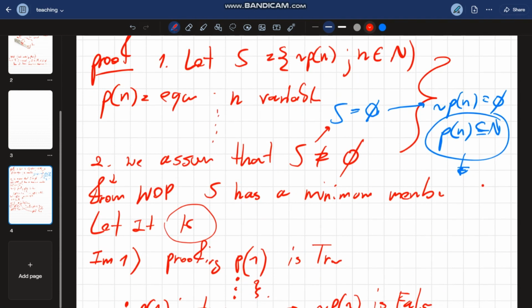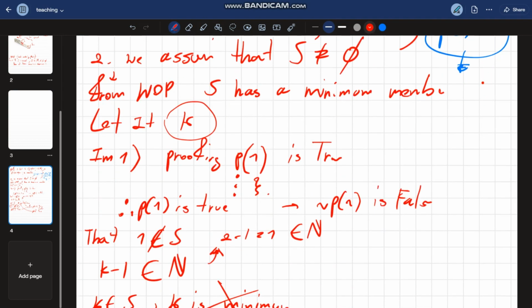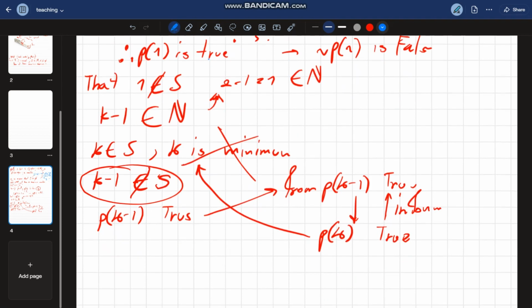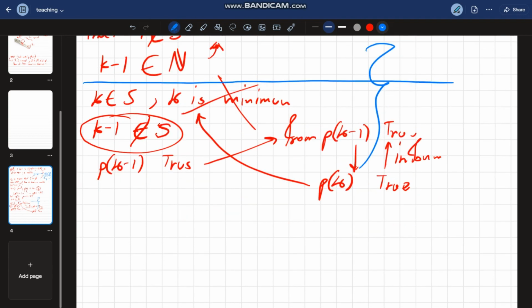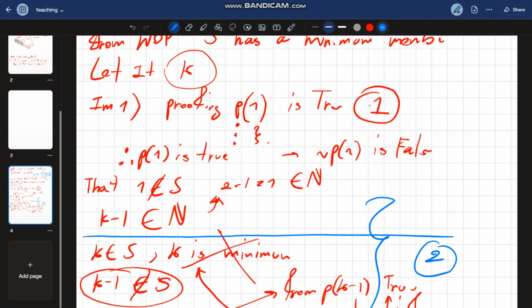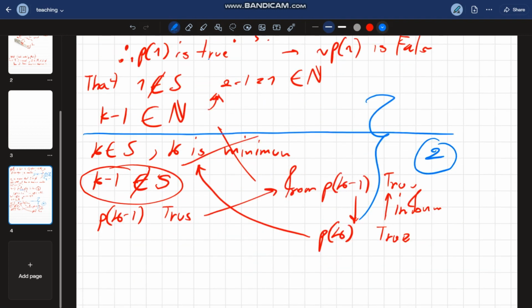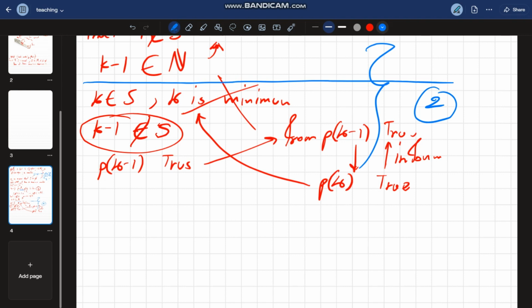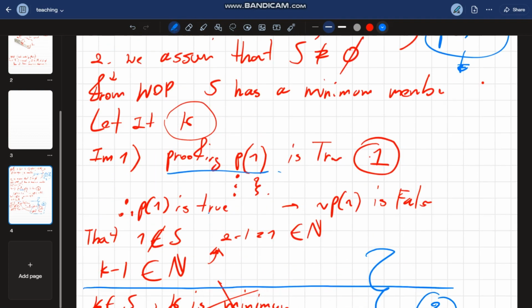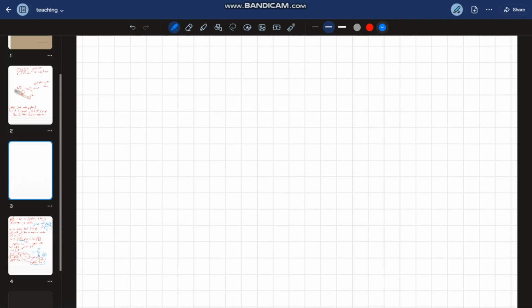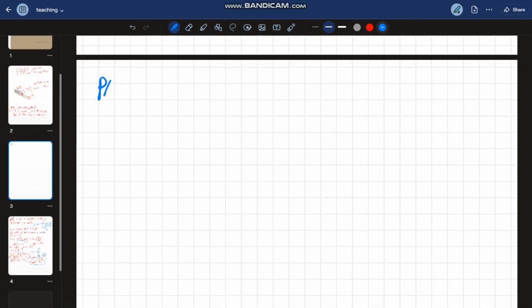If you look at it, it's so long, can you feel it? But if you look closely, you will see the important parts. We have just two important parts. One is proving P(1) is true, and the other is assuming P(k minus 1) is true and proving P(k) is true. PMI uses these two important parts.